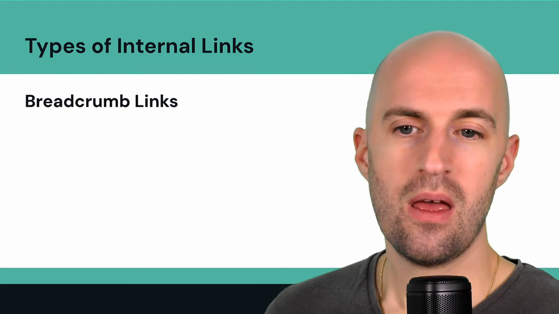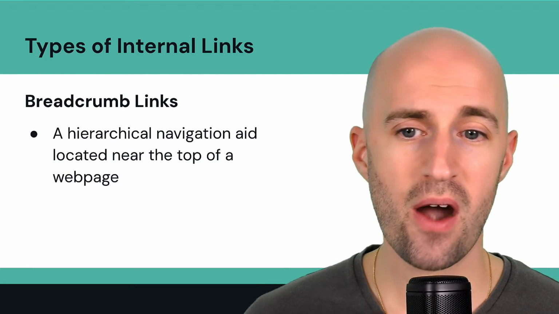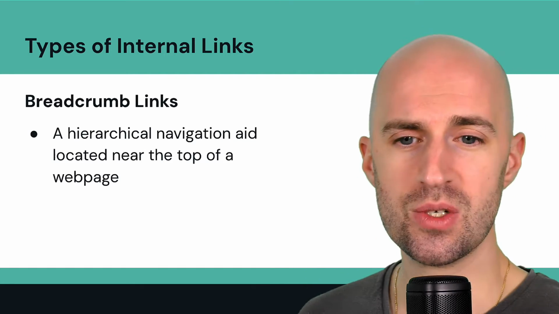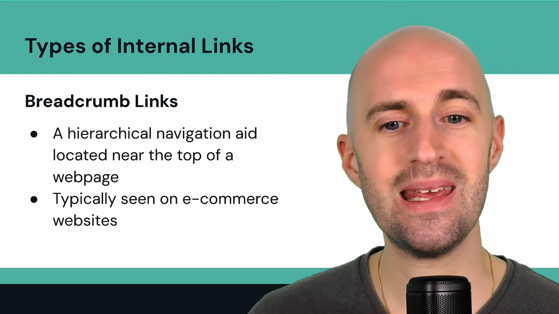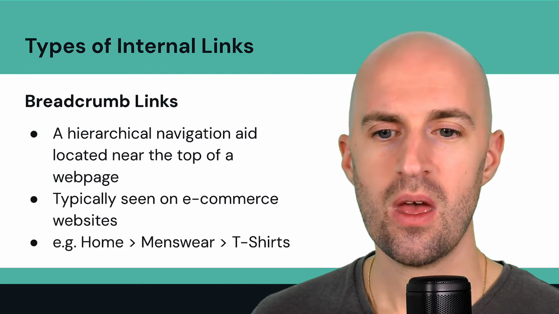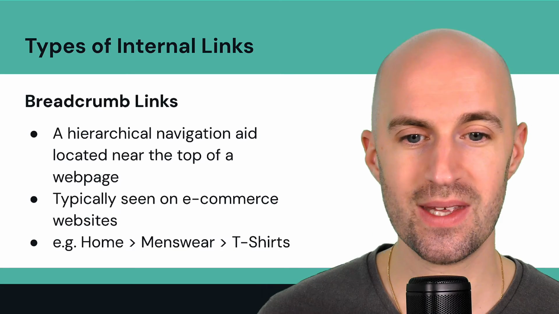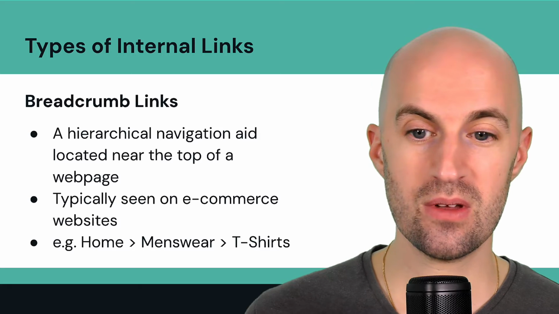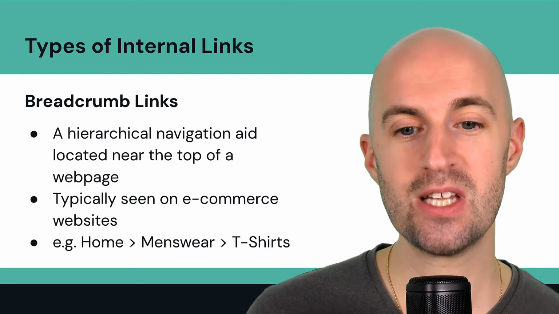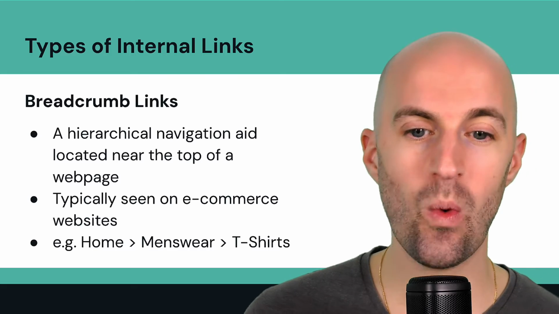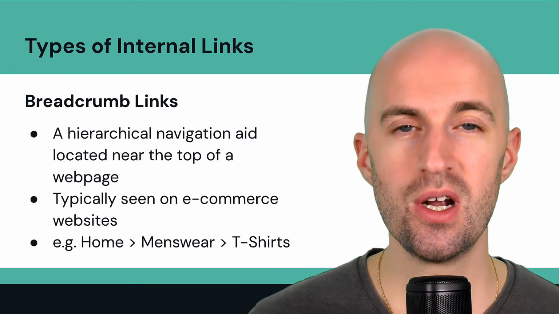Breadcrumb links. Basically, these are a hierarchical navigation aid located near the top of a web page, and they're typically seen on e-commerce websites with categories and subcategories. For example, let's say you're on the t-shirts page, you'll see something like this. You might be on the home, from the home you went to the menswear, and from menswear you went to the t-shirts page, and then you can see where you are in the structure of the site.